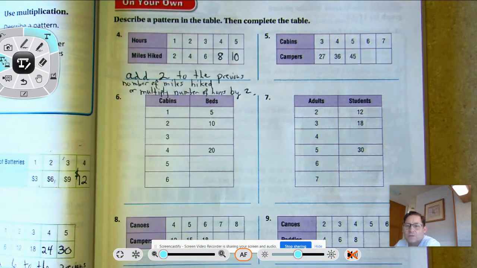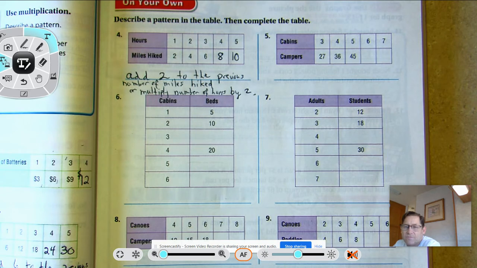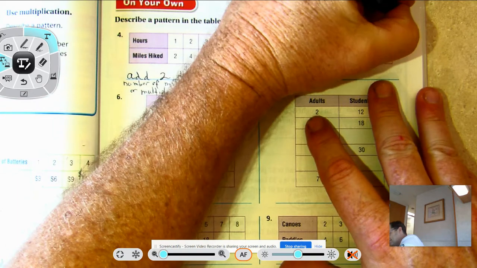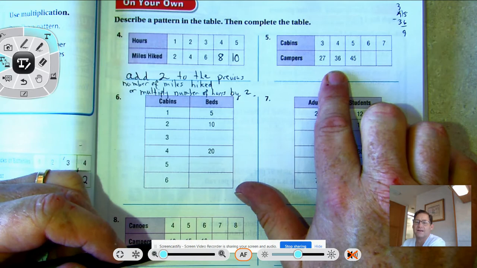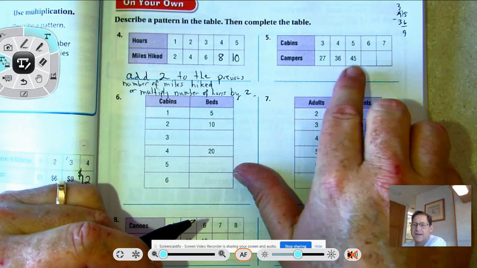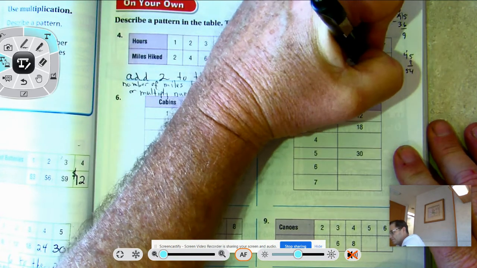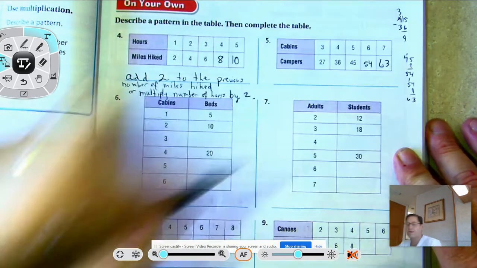All right, how about the one about cabins? I see that the cabins are increasing by 1, 3, 4, 5, 6, 7. And the number of campers is going from 27 to 36, 36 to 45. Hmm. 45 take away 36, 9. 27 plus 9? Yeah, 27 plus 9 is 36. 36 plus 9 is 45. 45 plus 9, 54. 54 plus 9, 63.